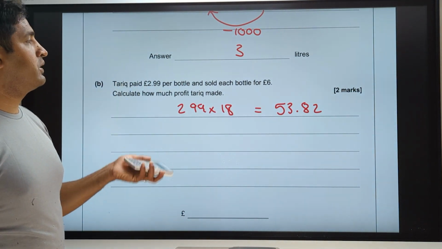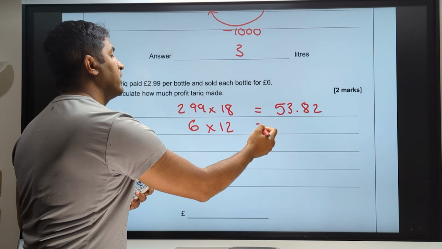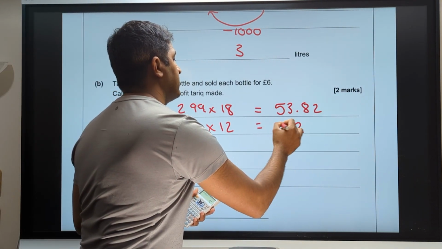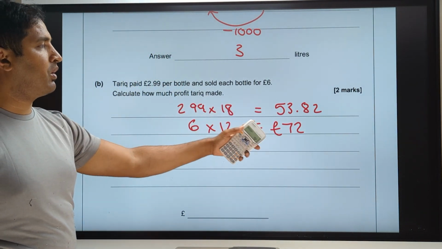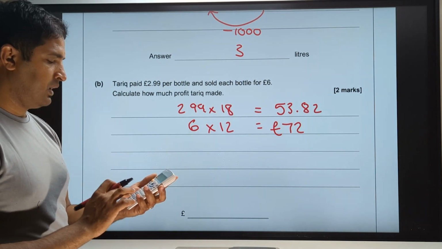And he sells the bottles for £6 each. So we're doing £6 times 12. Remember, he only sold 12 bottles. So he sells it for £72. He makes £72 from those. So even if you're considering all 18 bottles, he still made profit. So 72 take away 53 point.